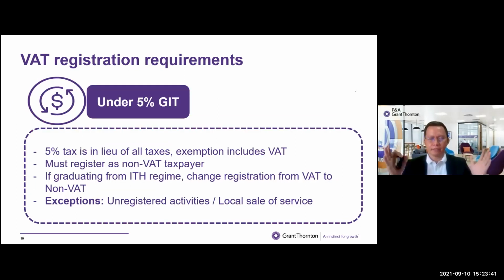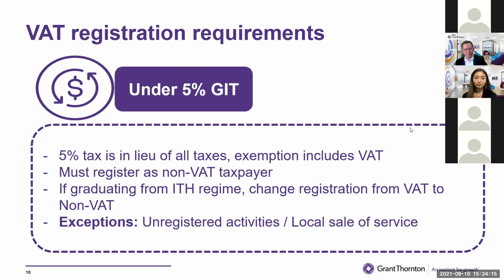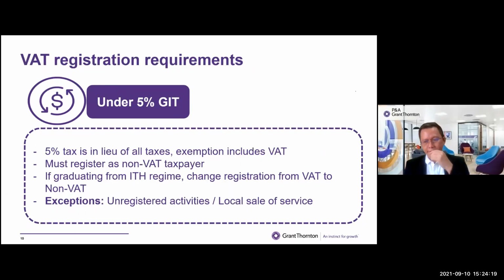But if you are under the 5% gross income tax, you are fully aware that it is in lieu of all taxes, including VAT. So therefore, if you are under the 5% gross income tax regime, you must register as a non-VAT taxpayer. If you are graduating from the ITH regime, you are supposedly under VAT, registered as a VAT taxpayer, then you have to change your registration from VAT to non-VAT once you graduate. Except, for example, even if you are under 5%, but you have local sales of services, that is subject to VAT. If you have other unregistered activities with PEZA, they will be subject to the regular taxes, including VAT. So you need to keep your registration as a VAT taxpayer if that is the case.